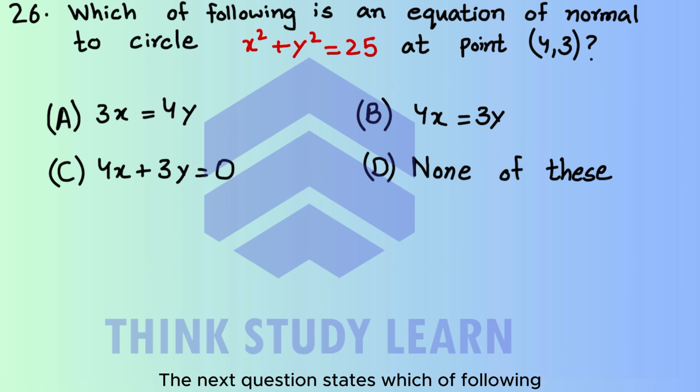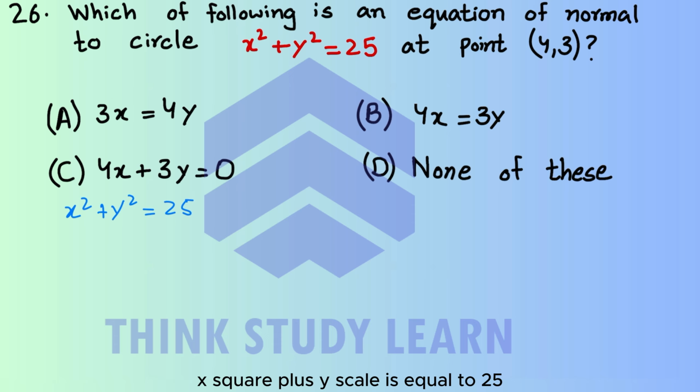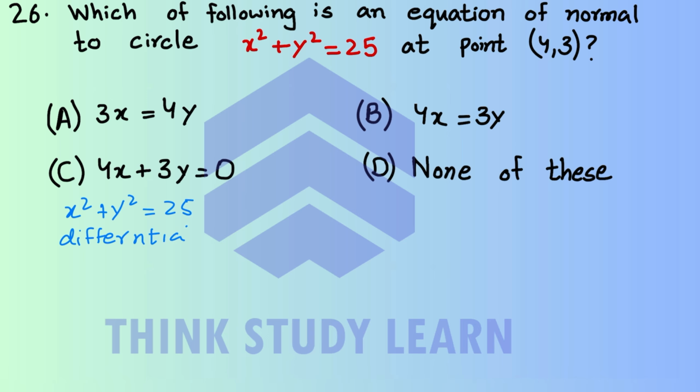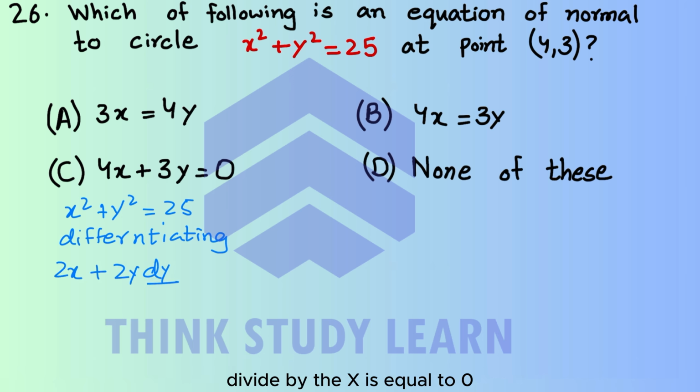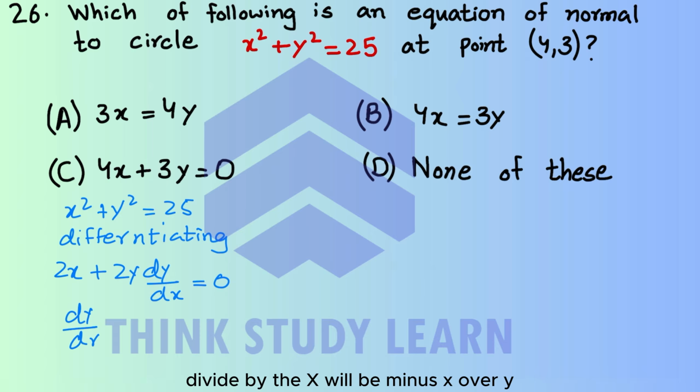The next question states: which of the following is an equation of the normal to the circle with equation x square plus y square is equal to 25 at the point (4, 3)? So let's find out the equation. x square plus y square is equal to 25. Differentiating with respect to x, we get 2x plus 2y into dy by dx is equal to 0. dy by dx will be minus x over y.